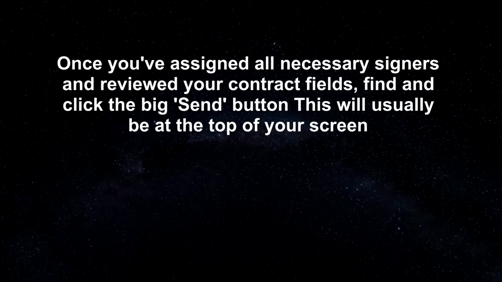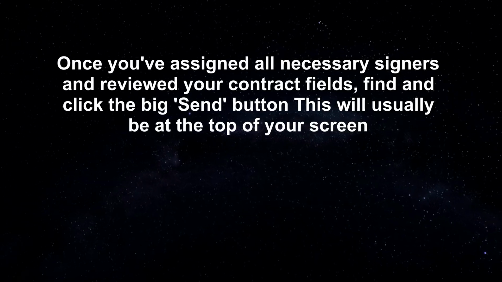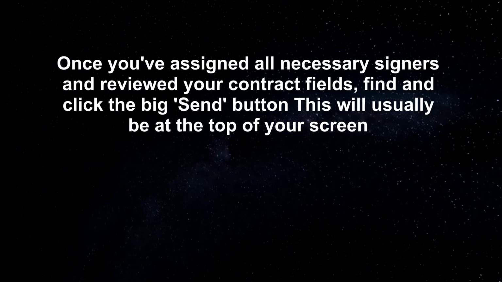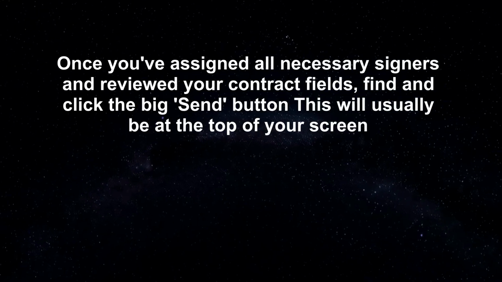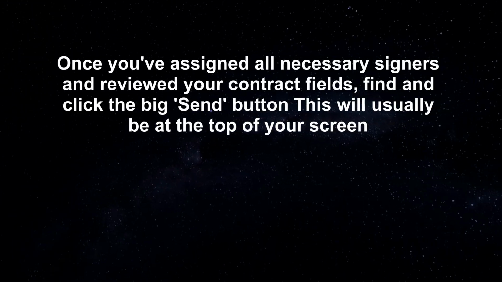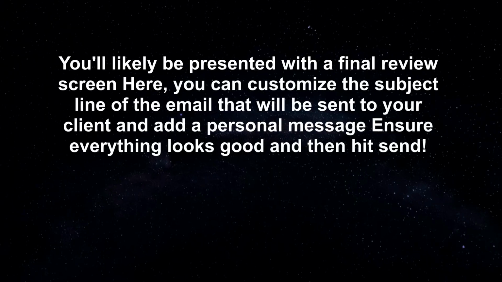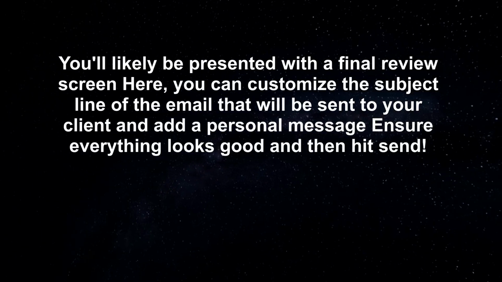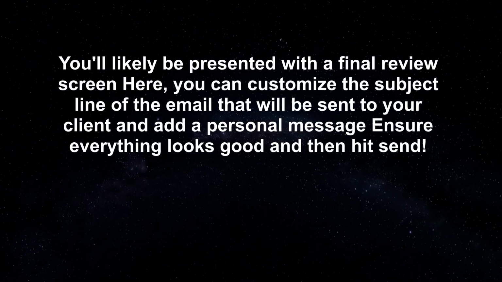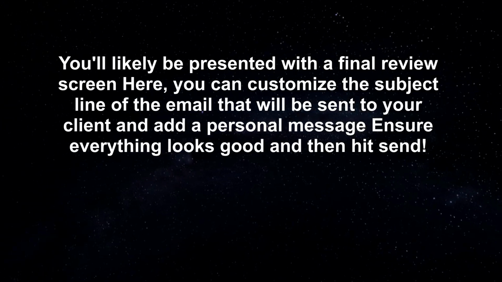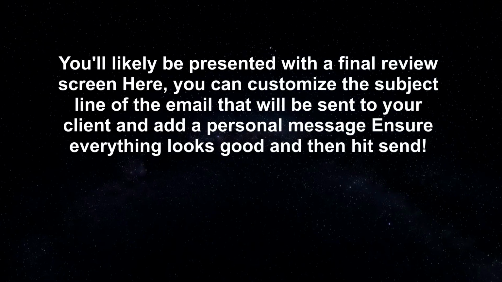Once you've assigned all necessary signers and reviewed your contract fields, find and click the big Send button. This will usually be at the top of your screen. You'll likely be presented with a final review screen here. You can customize the subject line of the email that will be sent to your client and add a personal message. Ensure everything looks good and then hit Send.